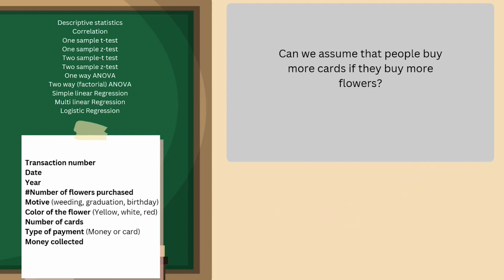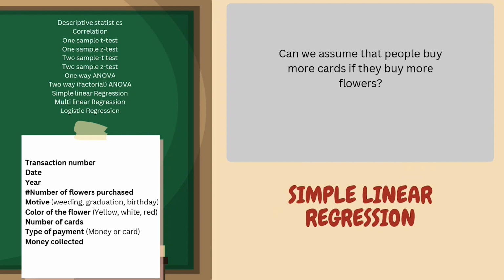Can we assume that people buy more cards if they buy more flowers? Simple linear regression. The keyword in the question is assume. It is asking us if it's possible to make a prediction, so we know it's regression. It uses only two variables, number of cards and number of flowers, so we know it's simple.